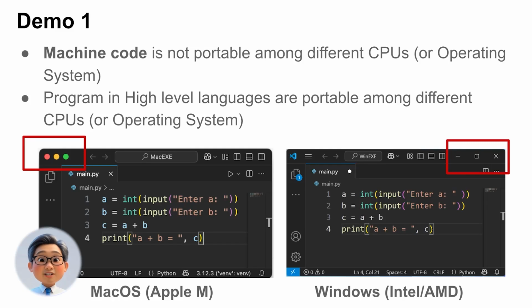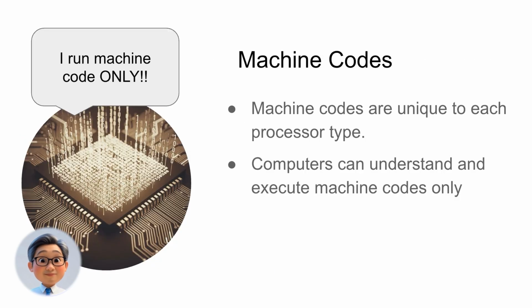In this video, I'll use some hands-on examples to explain the concept that machine code is not portable among different processors, while programs written in high-level languages are. Before I demonstrate, let's recap some important concepts regarding high-level and low-level programming languages.